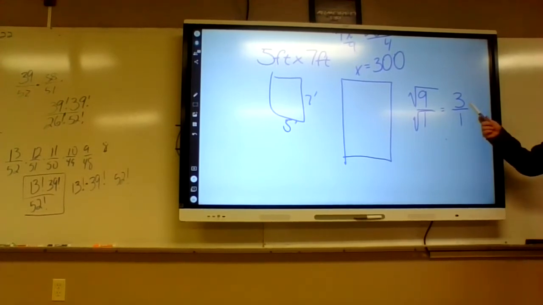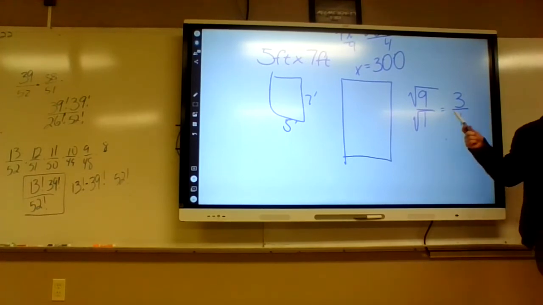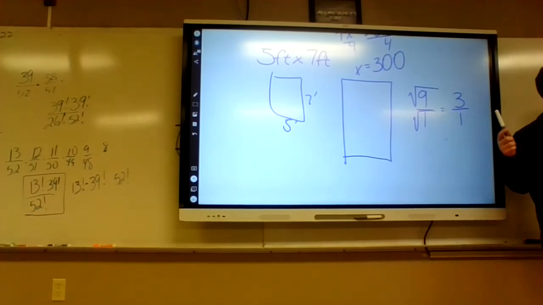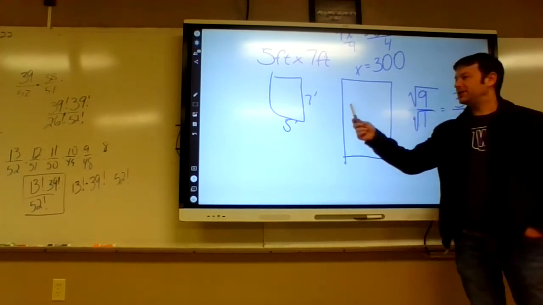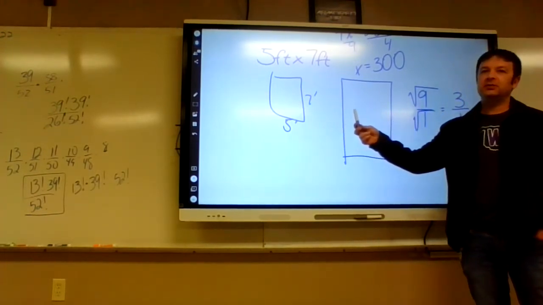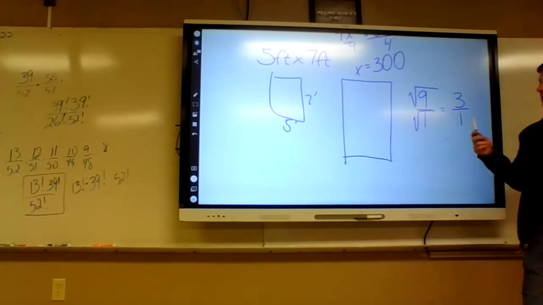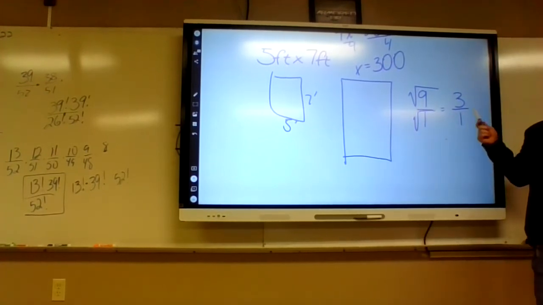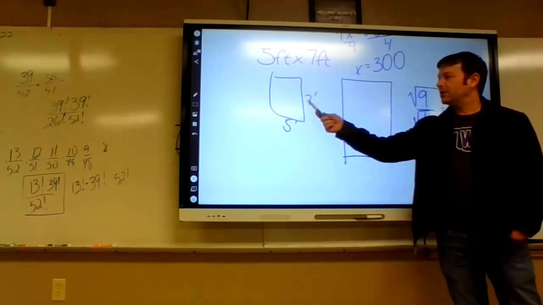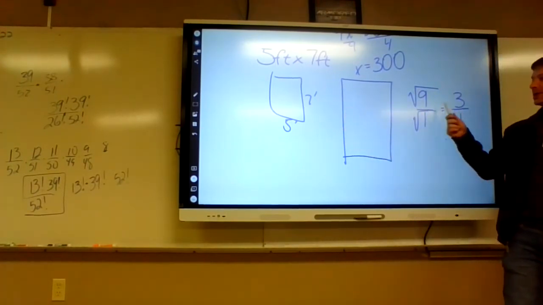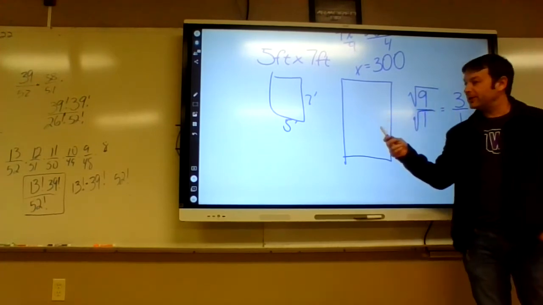Can somebody turn that into plain English for me? If the ratio of the sides is 3 to 1, what does that mean? How should these sides compare to those sides? It's 3 times bigger. So that's what 3 to 1 means. It's 3 times bigger. That 9 to 1 meant the area was 9 times bigger.